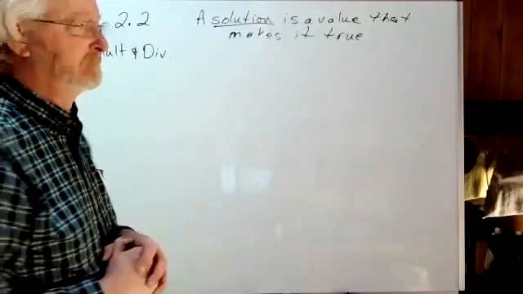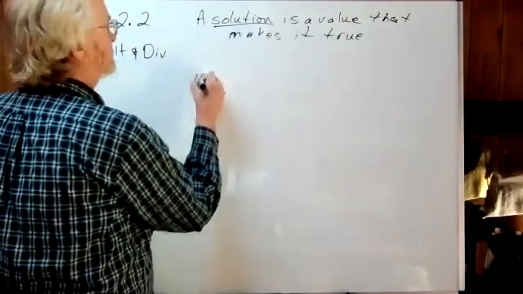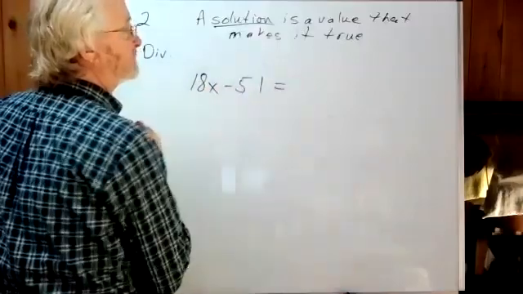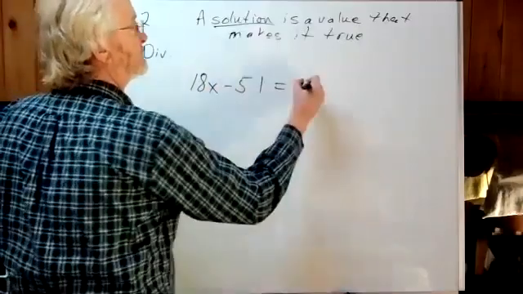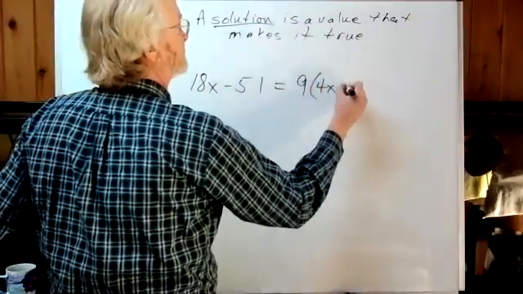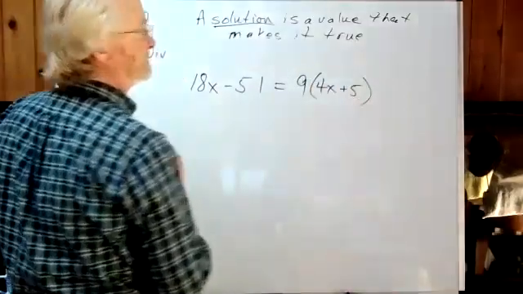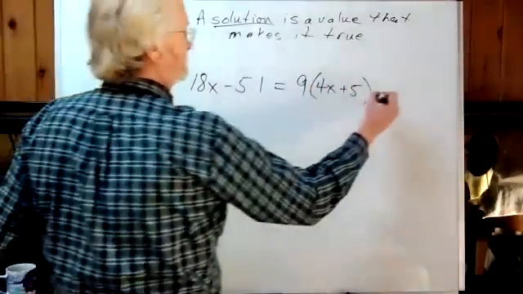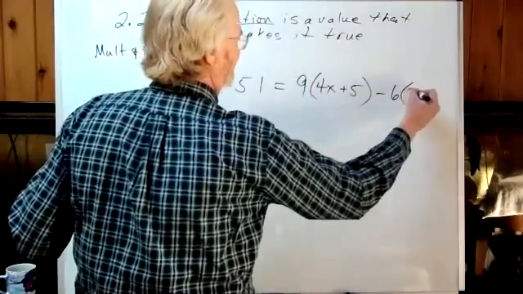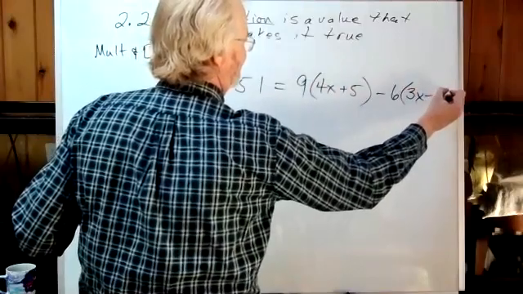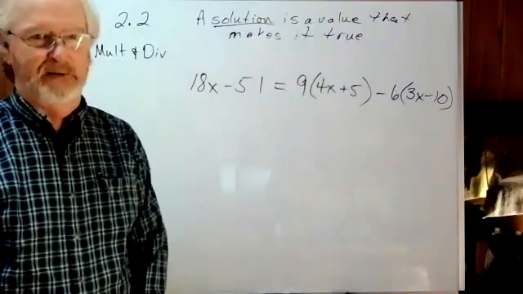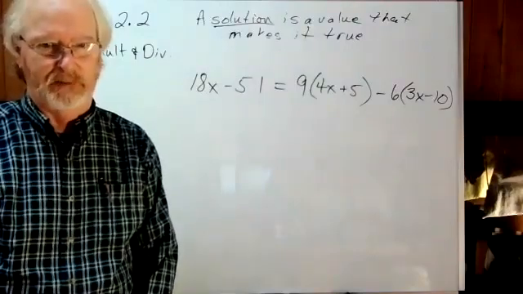So the question is 18x minus 51 equals 9 times the quantity 4x plus 5, minus 6 times the quantity 3x minus 10. Okay, so you really are getting into the end of 2.4 here.